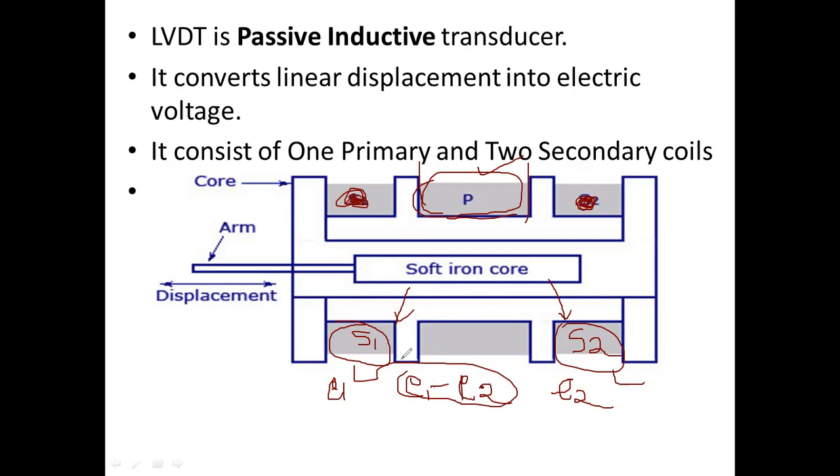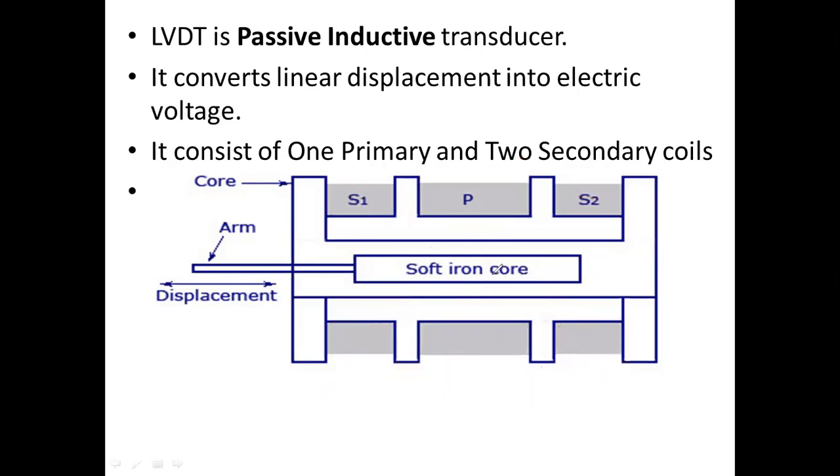So if it is at the center point, the same EMF will be induced in the secondary winding S1 and the same EMF in S2. Both flux linkages are the same, so it will produce the same EMF. In that situation, is there any output? No, sir. Output will be 0. Output 0 means the displacement is at the 0 position, at the center only. So there is no output at the center of the soft iron piece.